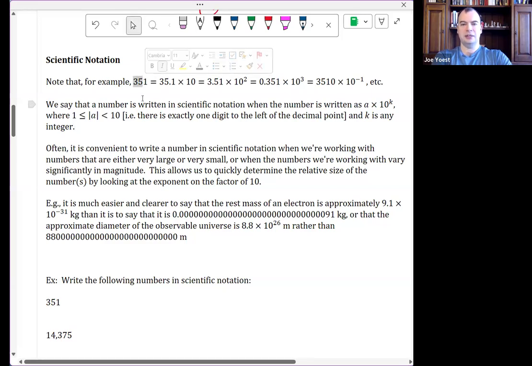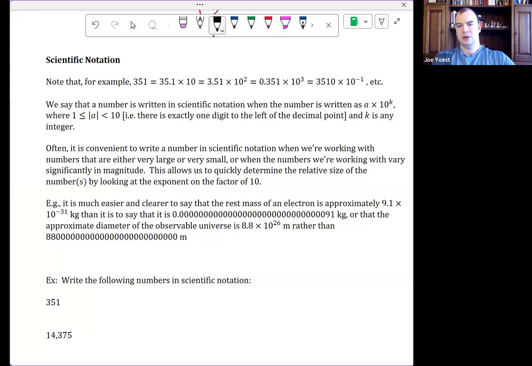So if I look up here, well, 351 is kind of like 351 times 10 to the 0 power. But here my a, 351, is certainly not between 1 and 10. 35.1 is not between 1 and 10. But 3.51 is between 1 and 10. So this version of writing the number is the one that's in scientific notation, 3.51 times 10 to the second power.